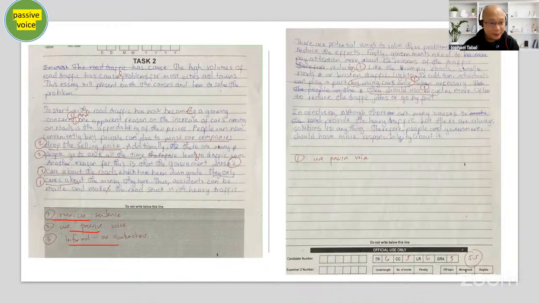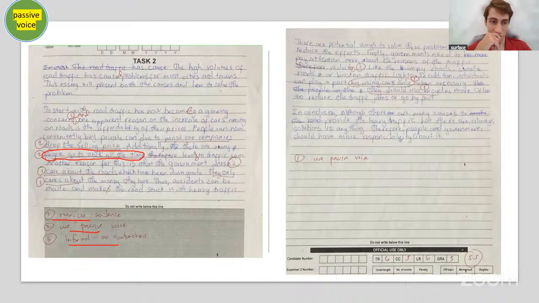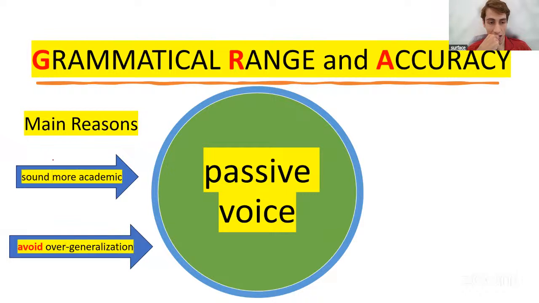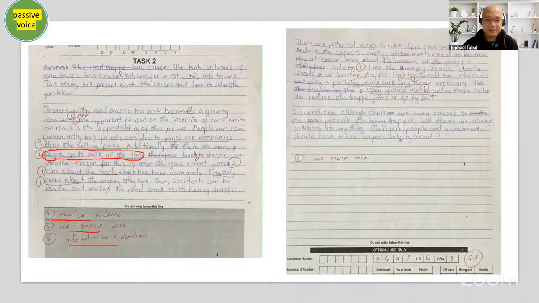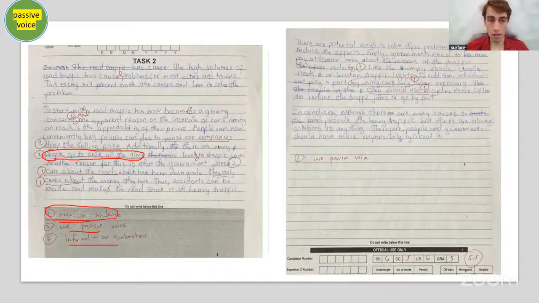So we have here number two, for example. People go to work all the time. Oh my God, it's really challenging. This is active voice. The main reason why we need to use passive voice is that it sounds more academic and avoids overgeneralization. I can see a lot of this in level 5.5 or 5, with passive voice issues and run-on sentences at levels 5.5 to 6.5.